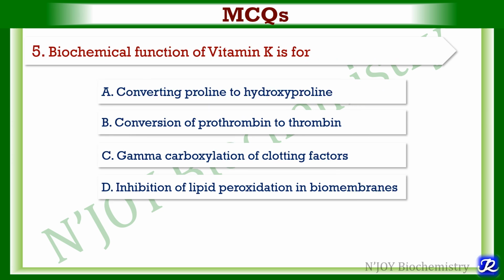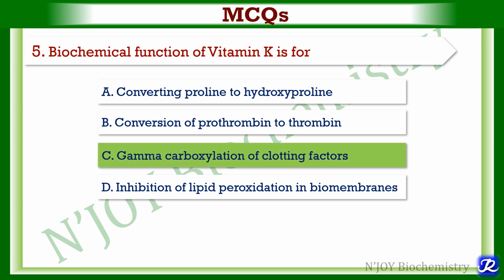Biochemical function of vitamin K is for converting proline to hydroxyproline? For conversion of proline to hydroxyproline, vitamin K is not required, vitamin C is required. Conversion of prothrombin to thrombin needs calcium. Gamma carboxylation of clotting factors requires vitamin K. It is not required for inhibition of lipid peroxidation in biomembranes. Here vitamin C and vitamin E play a role in inhibition of lipid peroxidation. So the answer is gamma carboxylation of clotting factors.